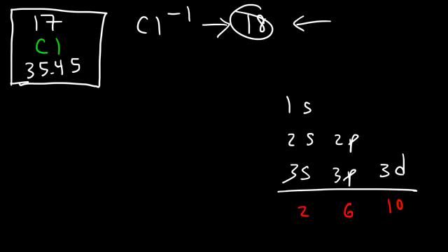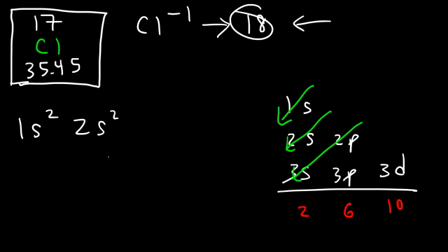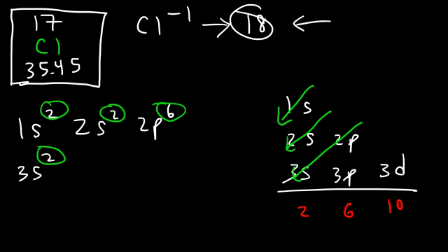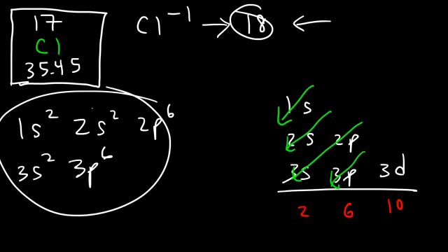So let's start. We need to get up to 18. So we're going to start with 1s. So this is going to be 1s2. And then it's going to be 2s2. After 2s comes 2p, then 3s. So it's 2p6, and then 3s2. So far we have a total of 12, so we need 6 more. And 3p can hold up to 6, so we're going to stop at 3p6. This is the electron configuration for the chloride ion. For chlorine, it's everything up to 3p5, but for chloride, it's 3p6. You got to add 1 to it.